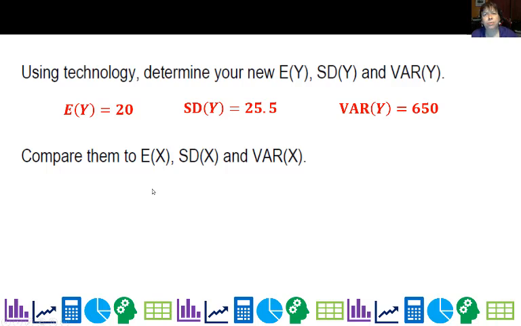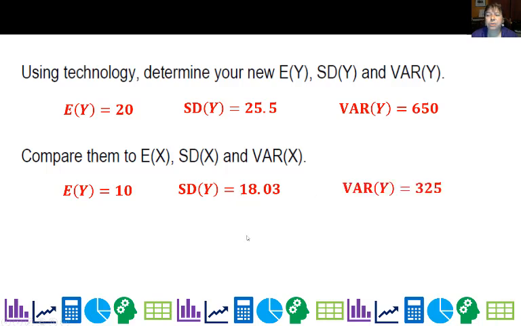Well, let me compare them to when I played the game just once. My expected value was 10. My standard deviation was 18, and my variance was 325. Well, okay, expected value is very lovely because it behaves as you expect it to. The expected value for y, playing it twice, was just twice the expected value for playing it once. And the variance for playing it twice was twice the value for playing it once. But because standard deviation is the square root of variance, it doesn't behave exactly the same.